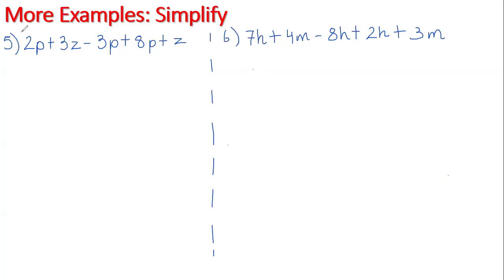We have what? 2p, negative 3p, right? Plus what else? Plus 8p, right? We bring them down. So we have 2p, right? What else? Negative 3p, plus 8p. Good.